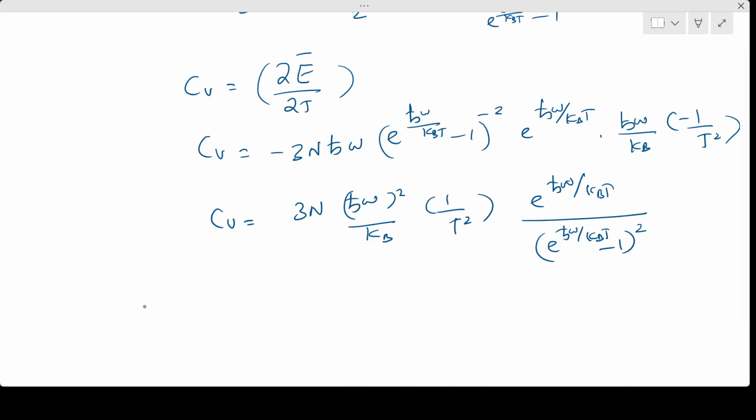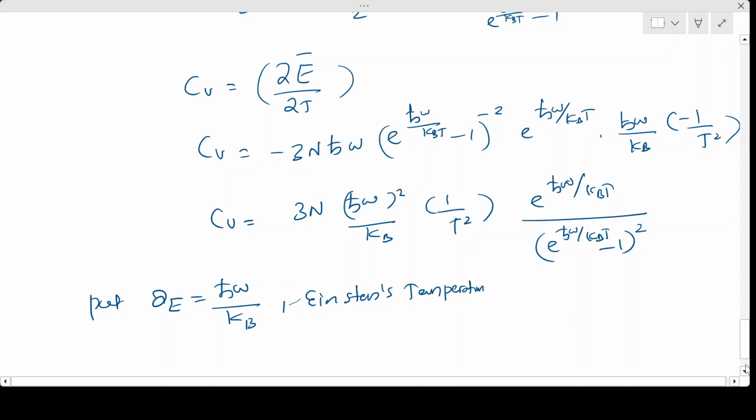Now here you can put theta E is equal to ħω by kB. So what it means is that this is called Einstein's temperature, Einstein temperature.